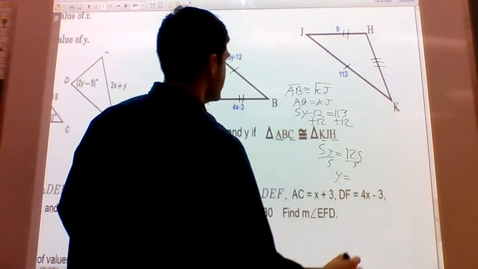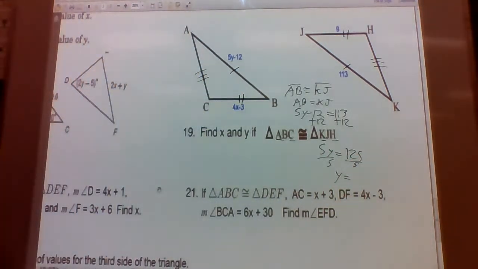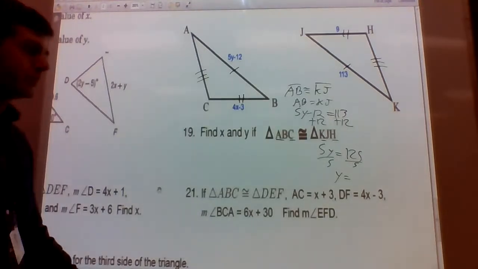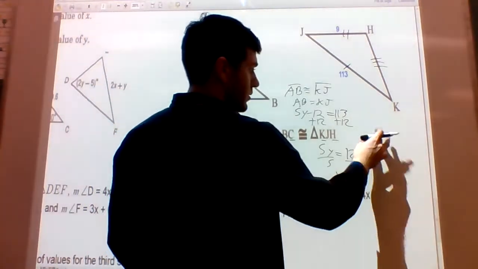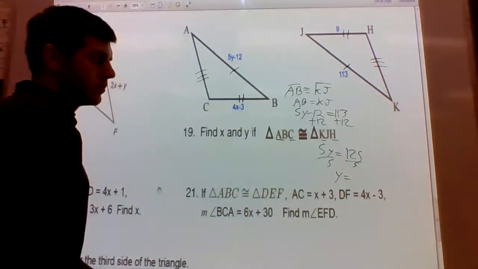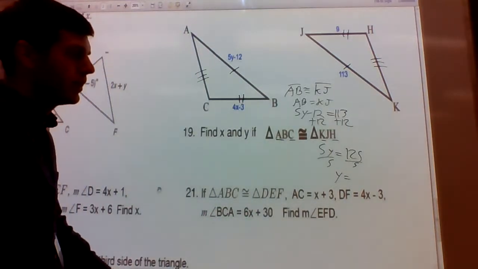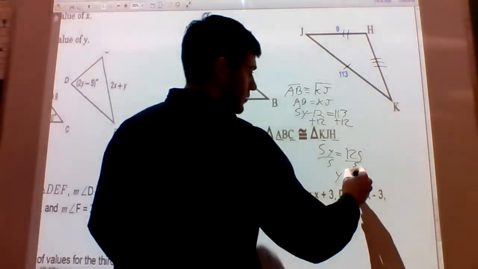Y is going to be 25. Okay. 5 goes into 100 20 times. It goes into 25 5 times. 20 plus 5 is 25.